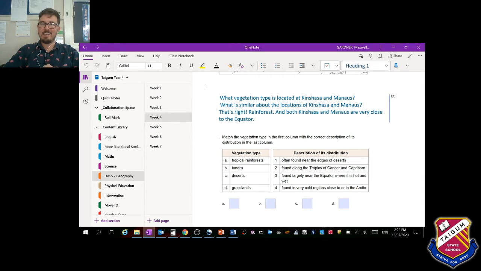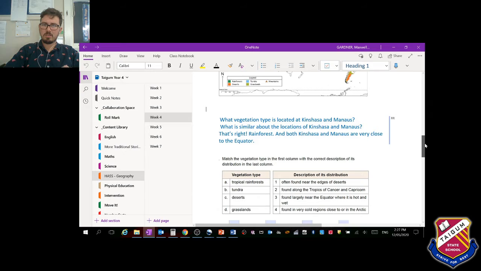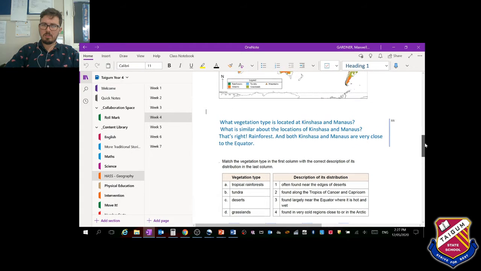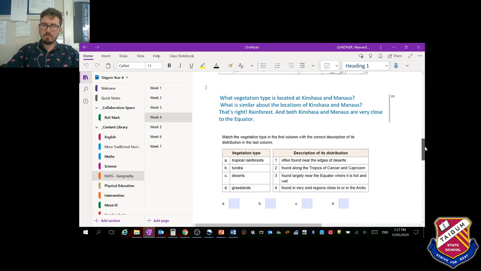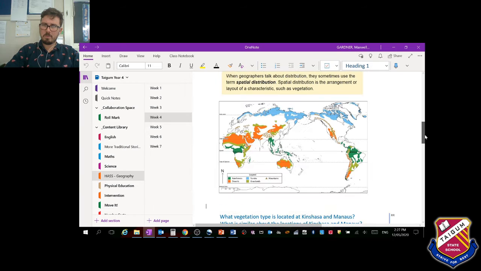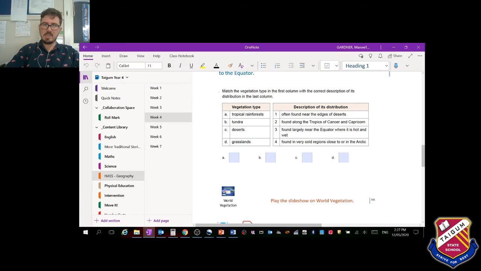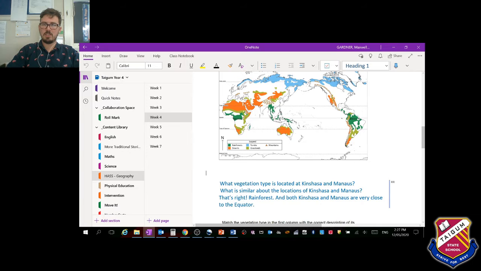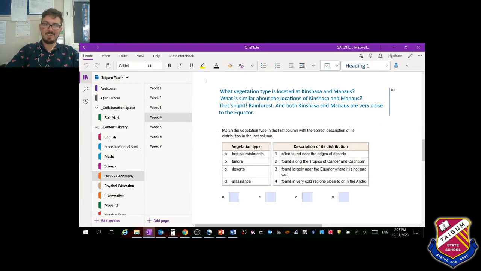C, deserts are found along the Tropics of Cancer and Capricorn. Yes, they are, because see how the Tropic of Capricorn is here, and there's a big desert, Tropic of Cancer and the Tropic of Capricorn. So for C, it is 2. D is 1. Grasslands are often found on the edges of deserts. As you can see, all those grasslands are on the edges of the deserts. Okay, Mr. G got there eventually.